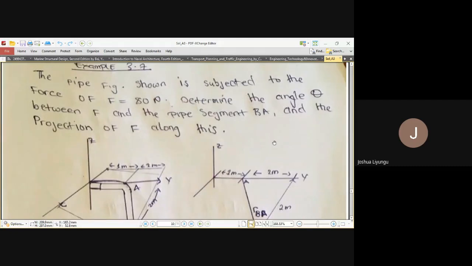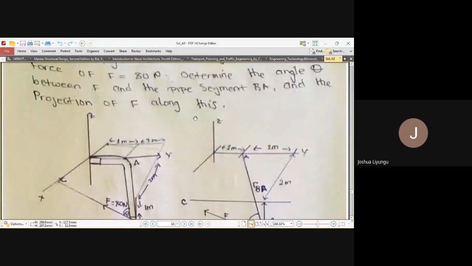This question is also talking about the application of the dot product to find the angles between two forces, and also we use the same dot product to find the projection and the angles and the forces that are parallel or perpendicular to a given force. We use the same principles.